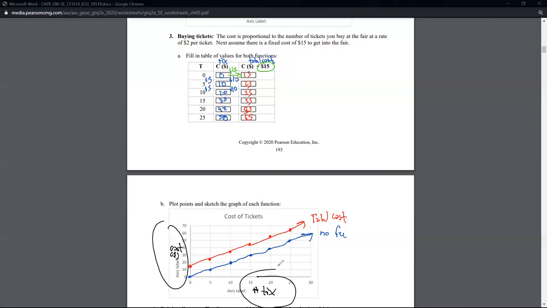These labels, I can't tell you how many graphs and charts I see in the media that don't have labels on them. You know why? Because they want to confuse you. They want to mislead you.